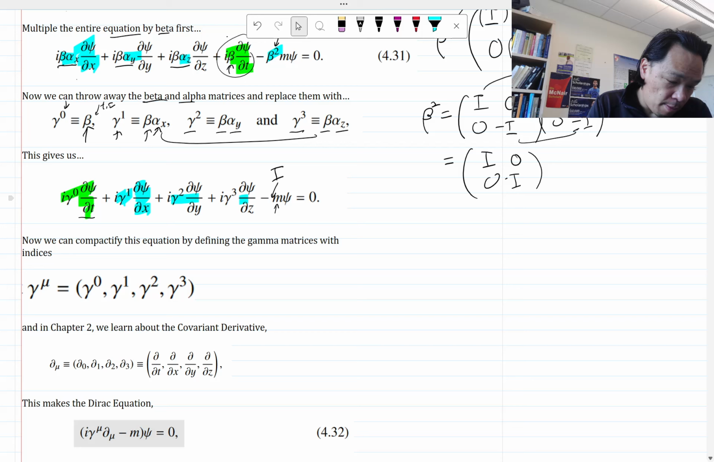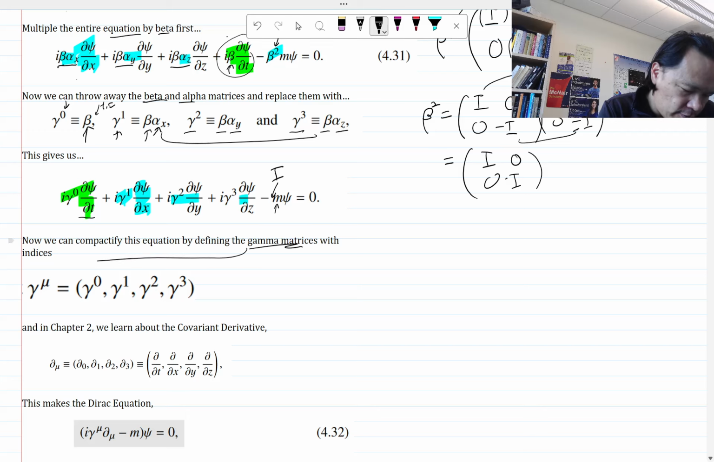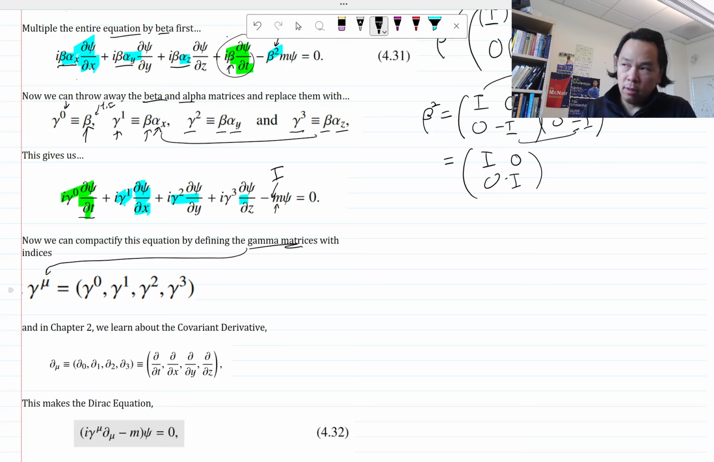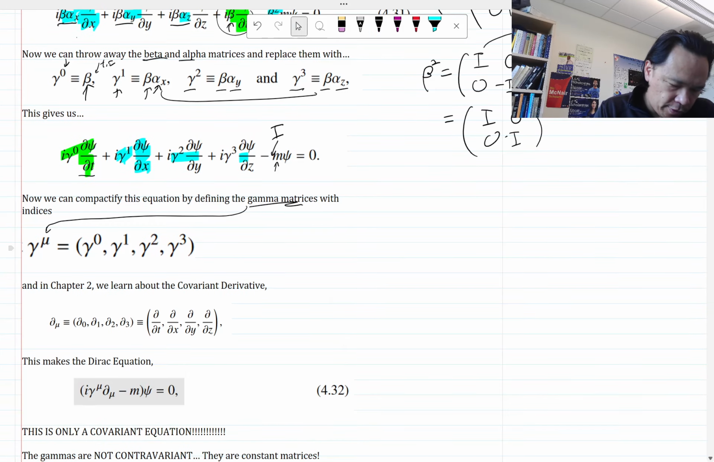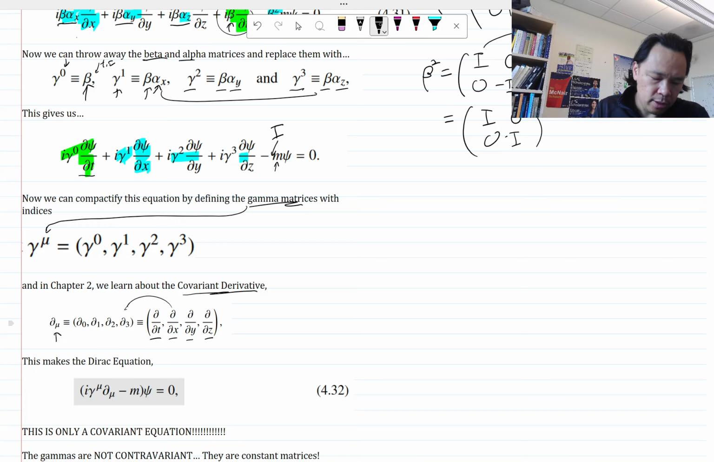What this does is compactify this equation by defining these gamma matrices as, you can probably foresee this, just gamma mu, where gamma mu are these 4 matrices with index 0 to 3, just like what we were keeping track of for four-momentum and other covariants like that. In chapter 2, we also learned about the covariant derivative, where the covariant derivative with the index downstairs is going to be the time derivative, and then the 3 spatial derivatives with each of their respective components in the 4 vector.